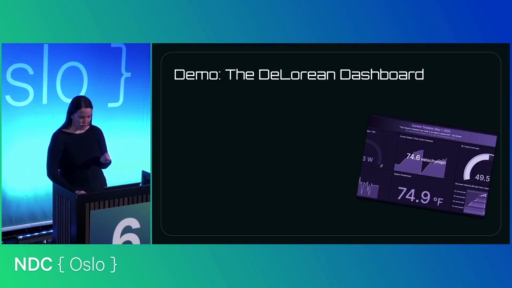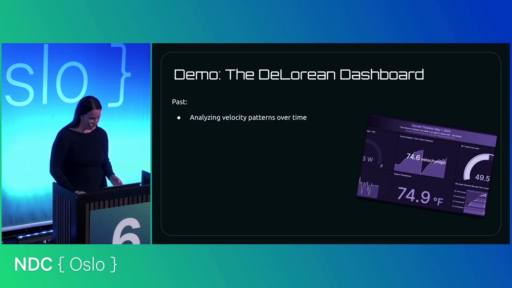Now it's time to pull everything together with our DeLorean dashboard demo. I've created a monitoring system for the time machine that demonstrates all three aspects of our key takeaways. It has the past, which is going to be analyzing velocity patterns and time circuits voltage stability over time. It shows how historical analysis can reveal patterns and trends.